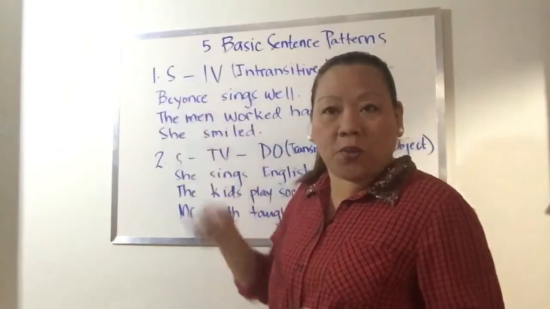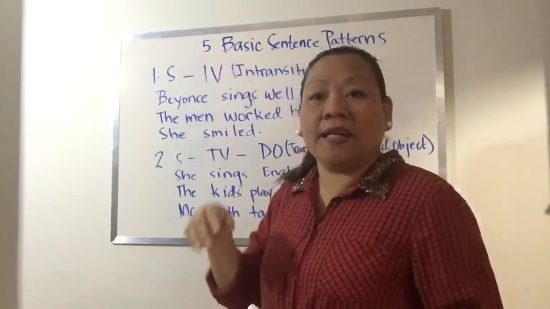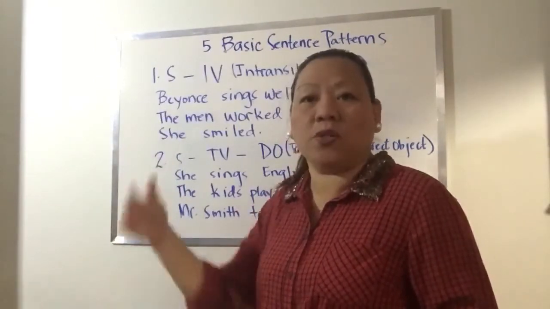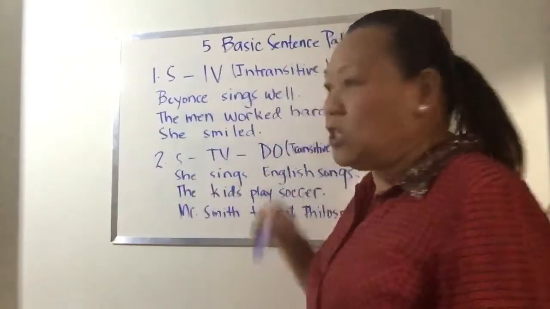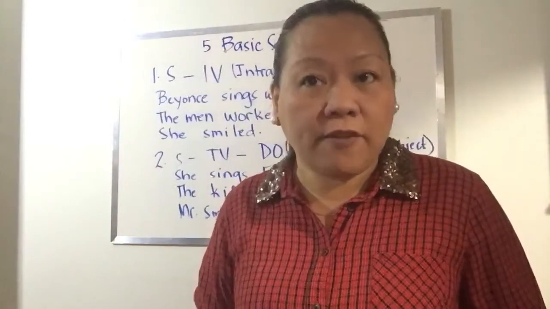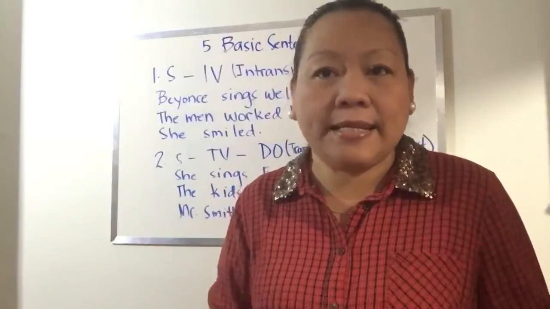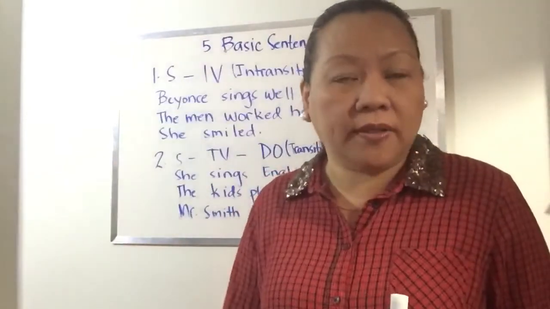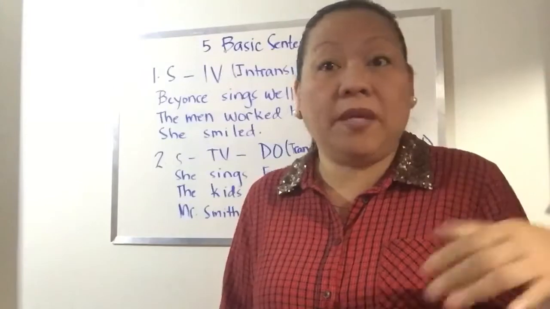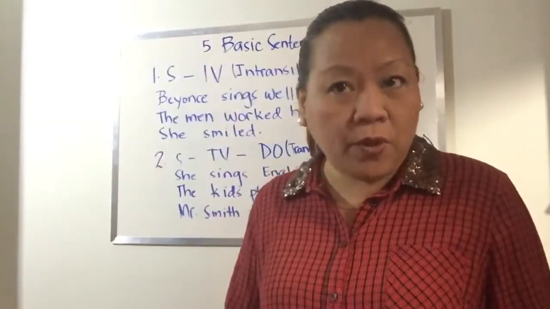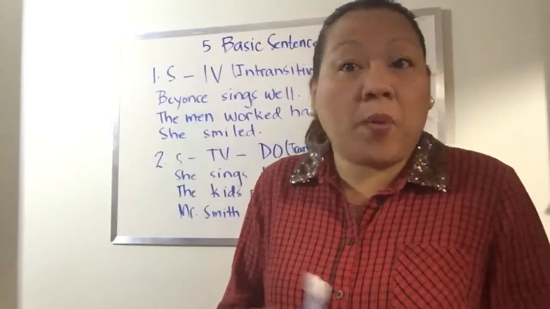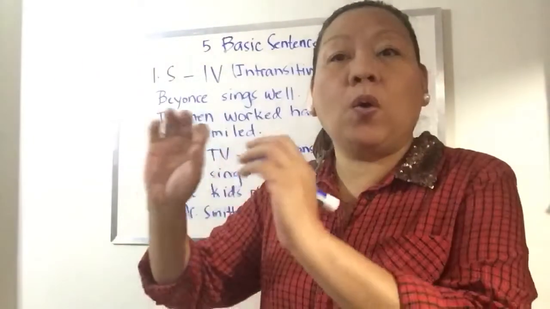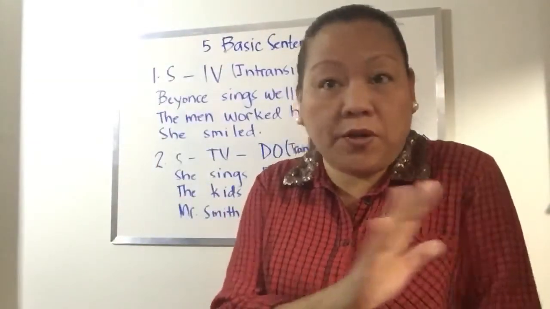we have the first one here, which is subject, intransitive verb. So that's the pattern: subject and intransitive verb. So SIV. And what do we mean by intransitive verb? It's a kind of verb that does not need an object to receive the action. So it's just a subject and a verb, and it can be followed by an adverb or a modifier or a prepositional phrase, for example. Meaning there's no noun or pronoun after the verb, so there's no object.